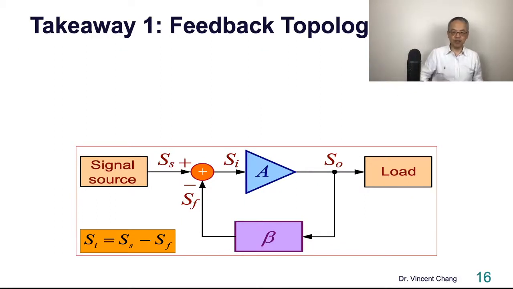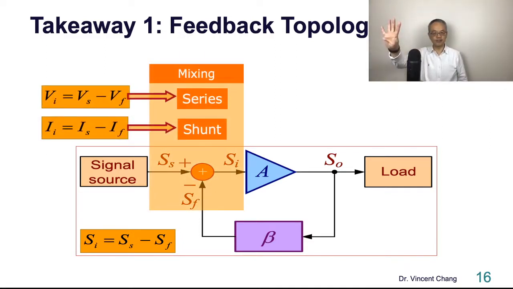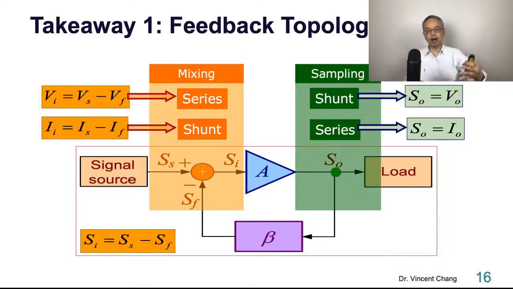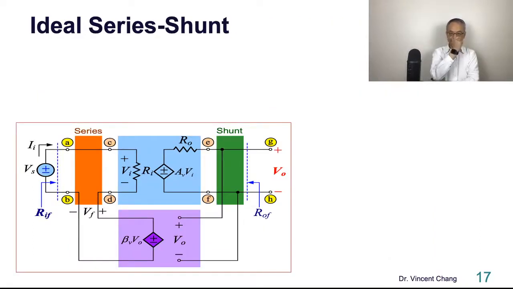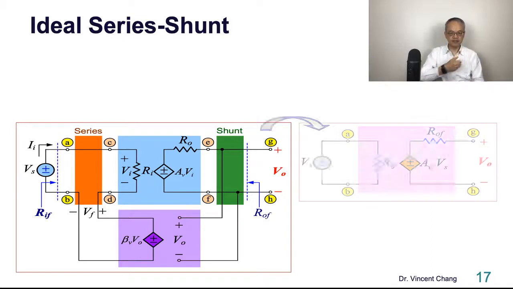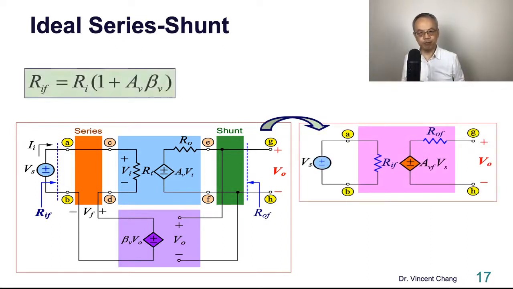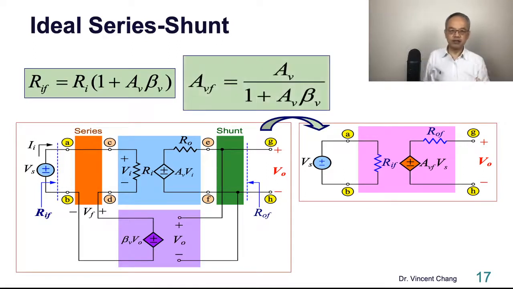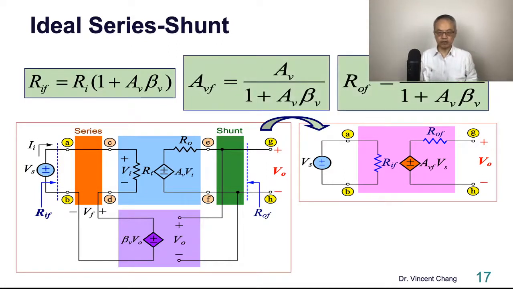So for the takeaway for the feedback topology, we have the 4 topologies: 2 types of mixing and 2 types of sampling. So it's time for you to wrap up the 4 topologies all together. The ideal series shunt is the voltage amplifier, going up for the input resistance, going down for the output resistance. Voltage gain in the middle, unchanged.